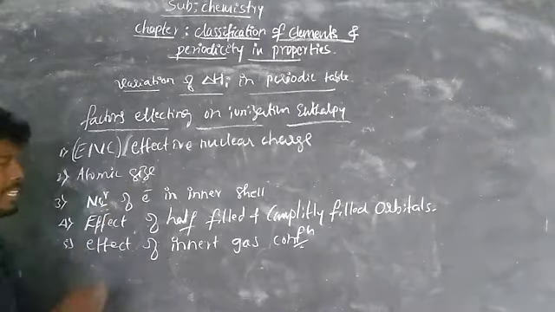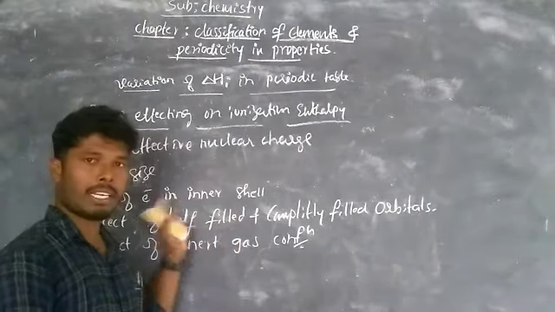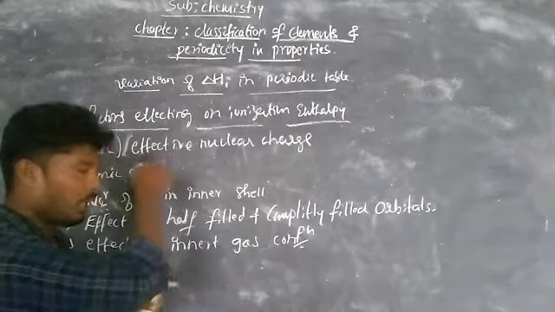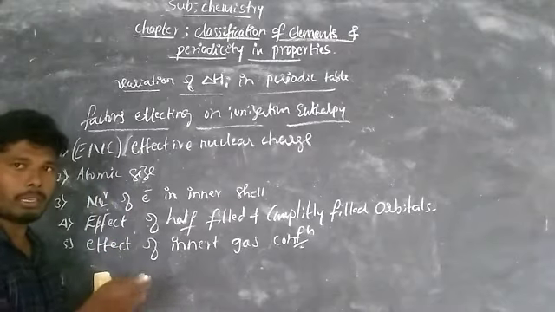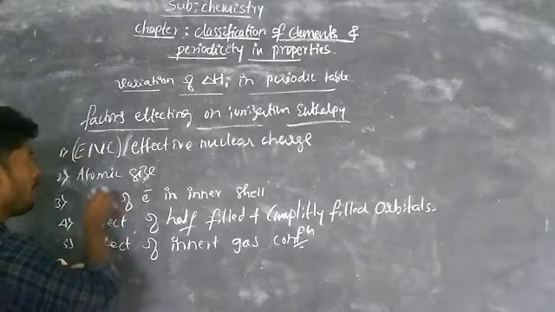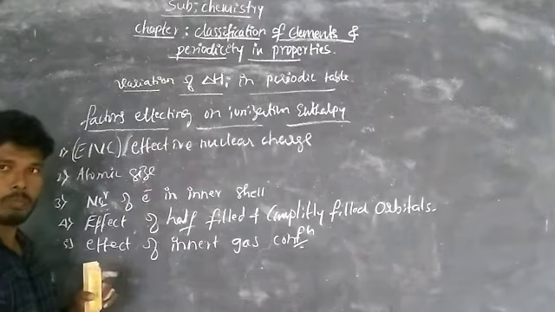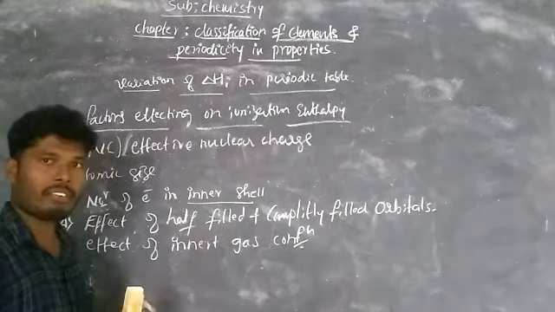Then atomic size. Atomic size decreases from left to right. You know, if the atomic number increases, the atomic size decreases left to right. Down the group, the atomic number increases and atomic size increases because the electrons enter the new shell or new orbital. Hence, the ionization enthalpy decreases down the group. Then number of electrons in the inner shell.